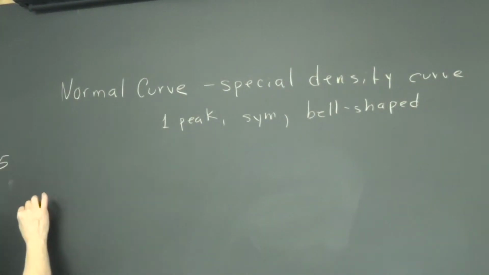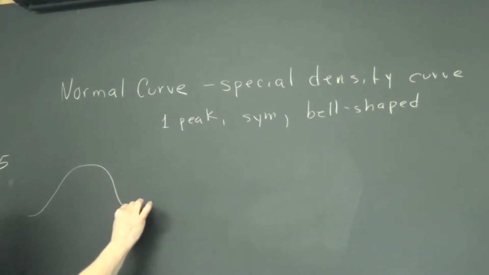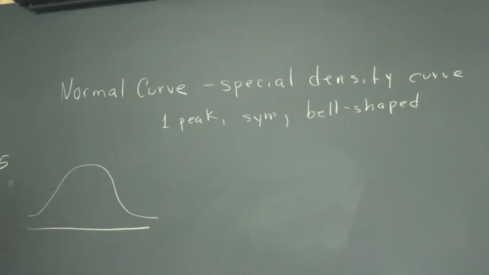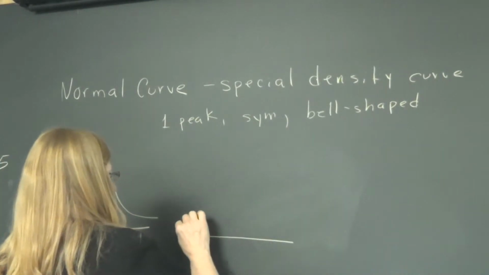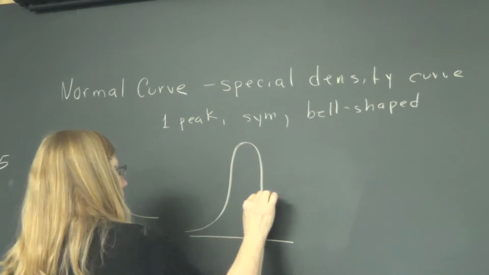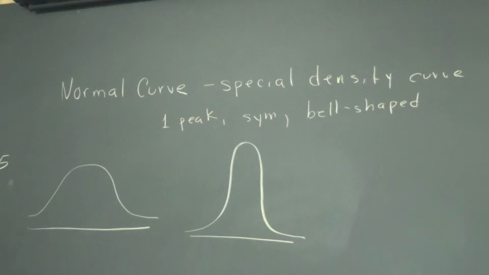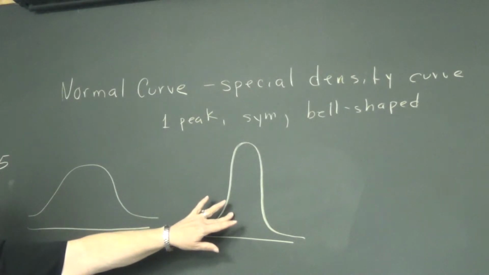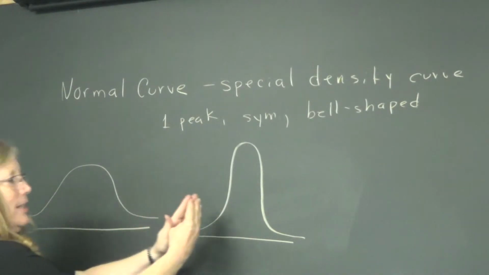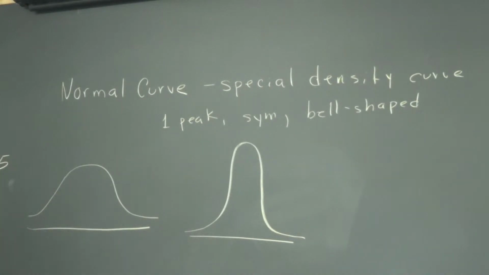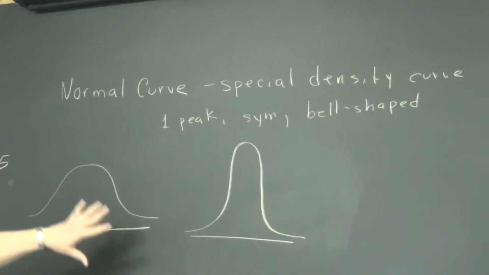Let's draw one. There's the bell-shaped curve. And that is an example of the normal curve. Here's another one. So this still has one peak, it's symmetrical, it's still bell-shaped. So notice the spread on the first one is larger than the spread on this one. Here it's spread out, here it's not so spread out, but they are both normal curves, so the spread is relative. It doesn't have to all look alike, but it has to follow this one peak symmetrical bell shape.